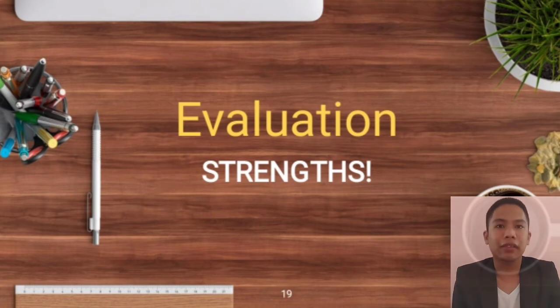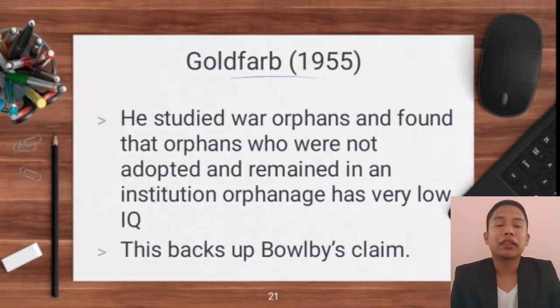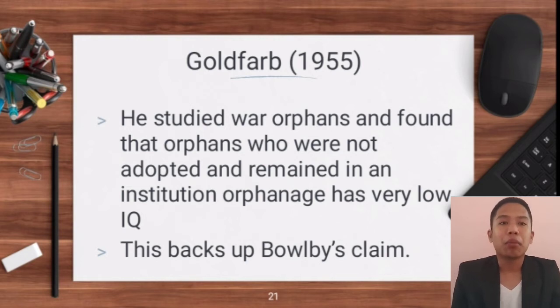Evaluation, or the strengths. Bowlby's 44 thieves study backs up the maternal deprivation hypothesis. This backs up Bowlby's claim. The study from Goldfarb in 1955 studied war orphans and found that orphans who were not adopted and remained in an institution or orphanage had a very low IQ. This backed up Bowlby's claim, meaning Goldfarb's study supports Bowlby's theory.